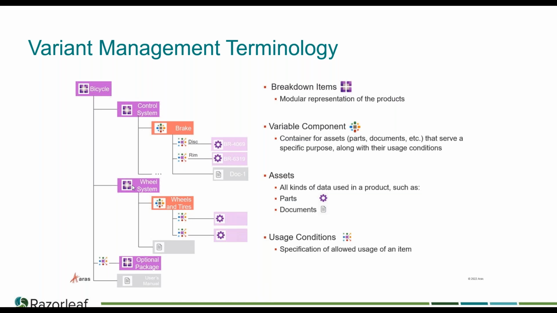Underneath these breakdown items are variable components. These variable components will contain assets that will be serving a specific purpose, along with usage conditions. There are specific rules that are attached to each of these variable components that we'll take a look at in a bit. And then within variable components, we have assets, which can be any type of data: parts, documents, software, basically any item type within Aras Innovator. And then finally, we have our usage conditions, which will specify the rules, the allowed usage of any of these items.